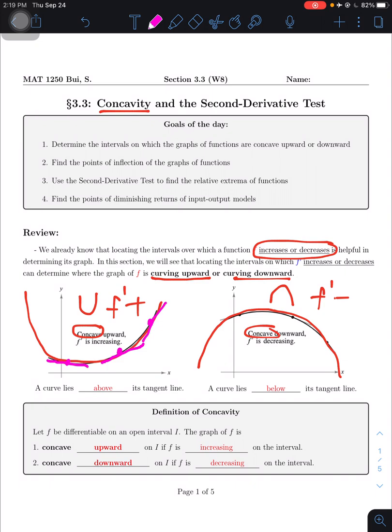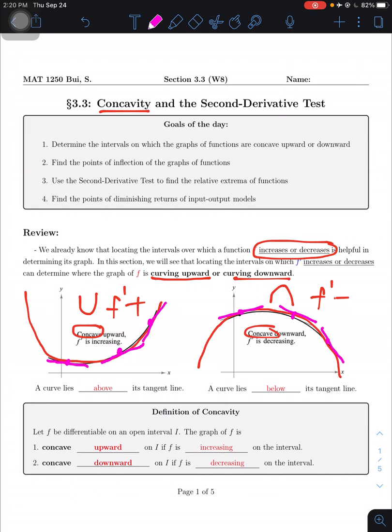Whereas for the second picture, if you consider a point here, the tangent line for it will be like this, and as you can see, the pink line is now lying on top of the red curve, because we are talking about concaving downward. The same thing happens for this point, where this is the tangent line, or this point here, where this is the tangent line.